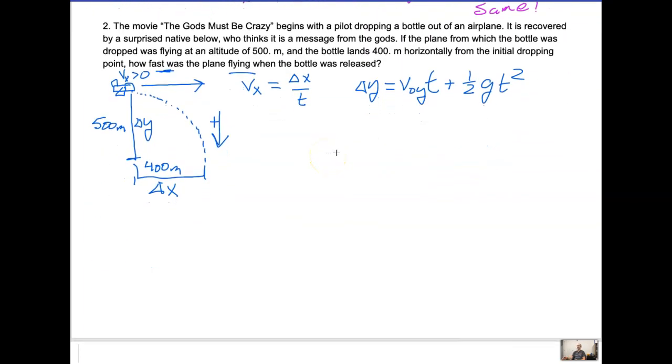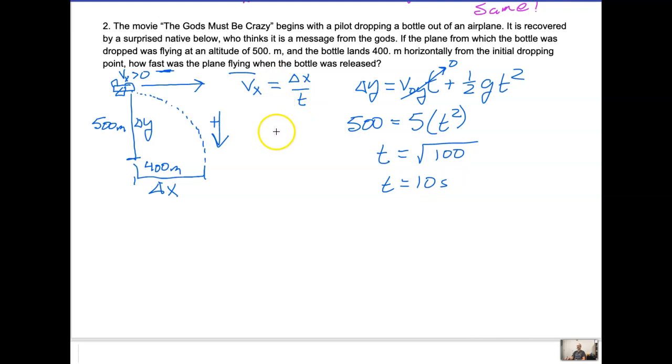So let's go ahead and find out how much time it takes. We know the original speed in the y is 0, so this term goes to 0. We're looking for time. We know delta y. Delta y is 500, so that's equal to 1/2 of g, so that would be 5 times time squared. We're going to do more math here, so time now is equal to the square root, so 500 divided by 5 is 100, so our time is equal to 10 seconds.